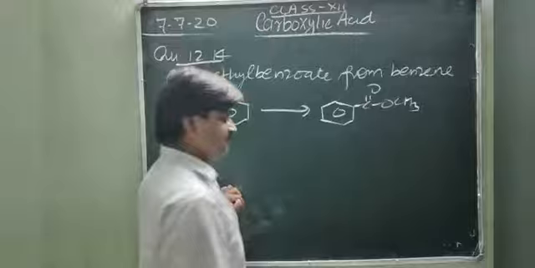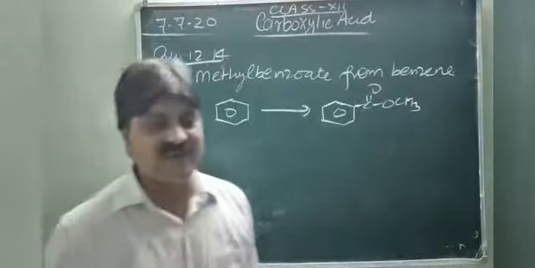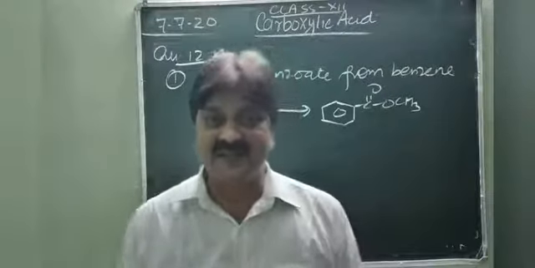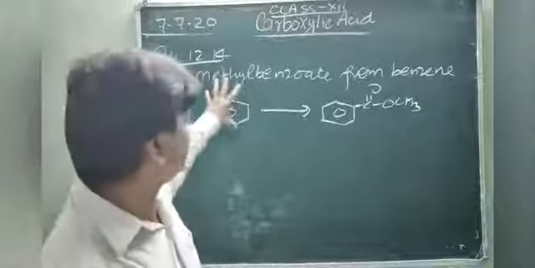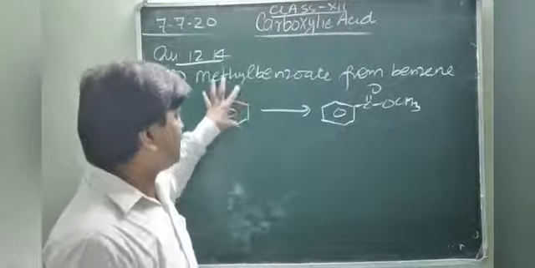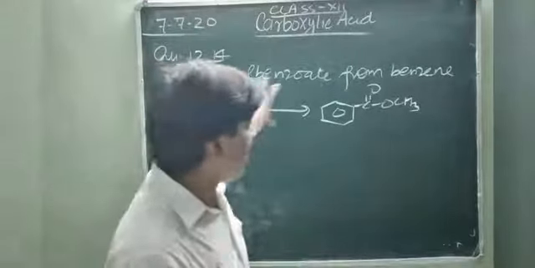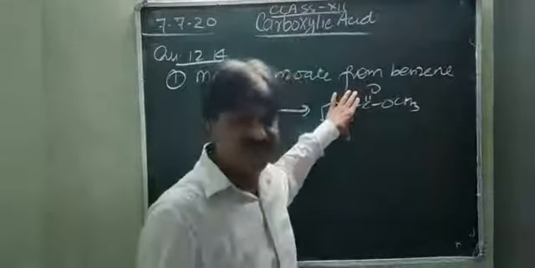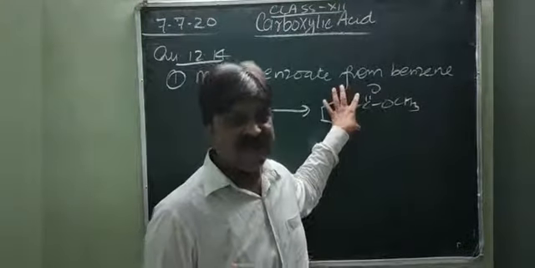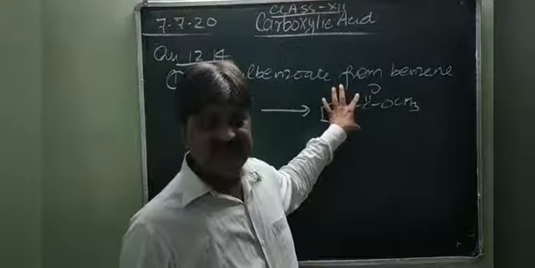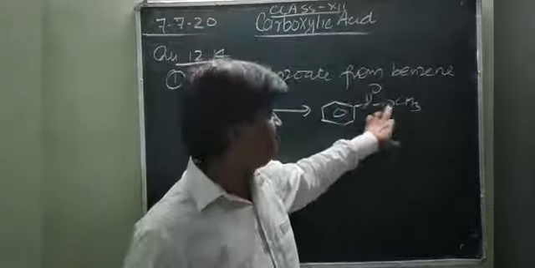How would you prepare it? Most of the time students say that they do not understand the conversion. Actually, whenever such a question arises, don't first think about the reagent. First try to understand through which method you would prepare this compound. You know that acid and alcohol combine together in presence of acid to form an ester. This is the ester, COOCH3.